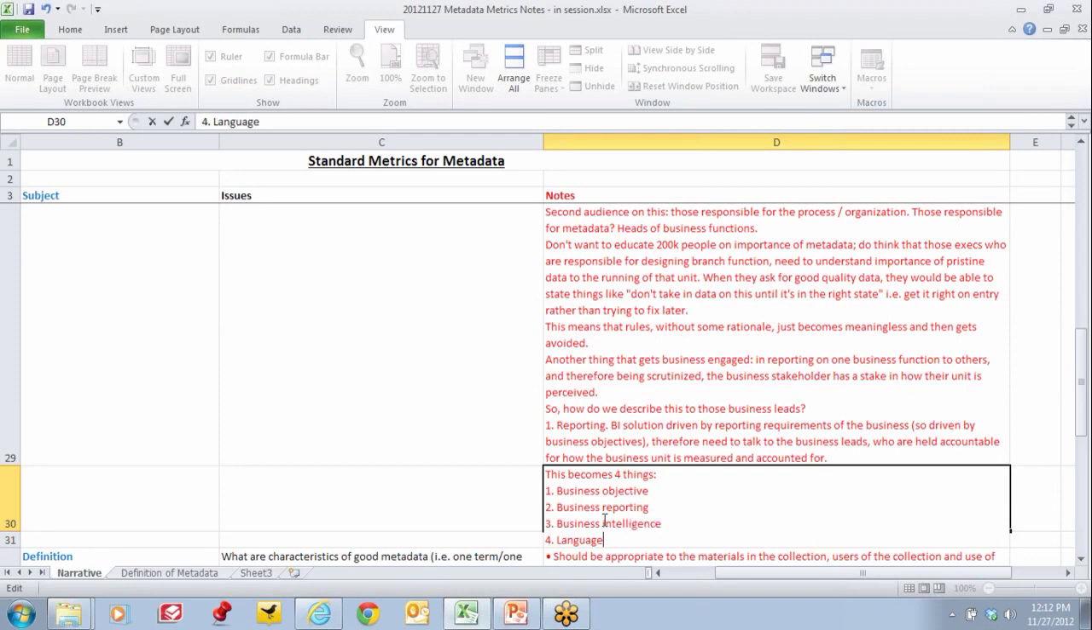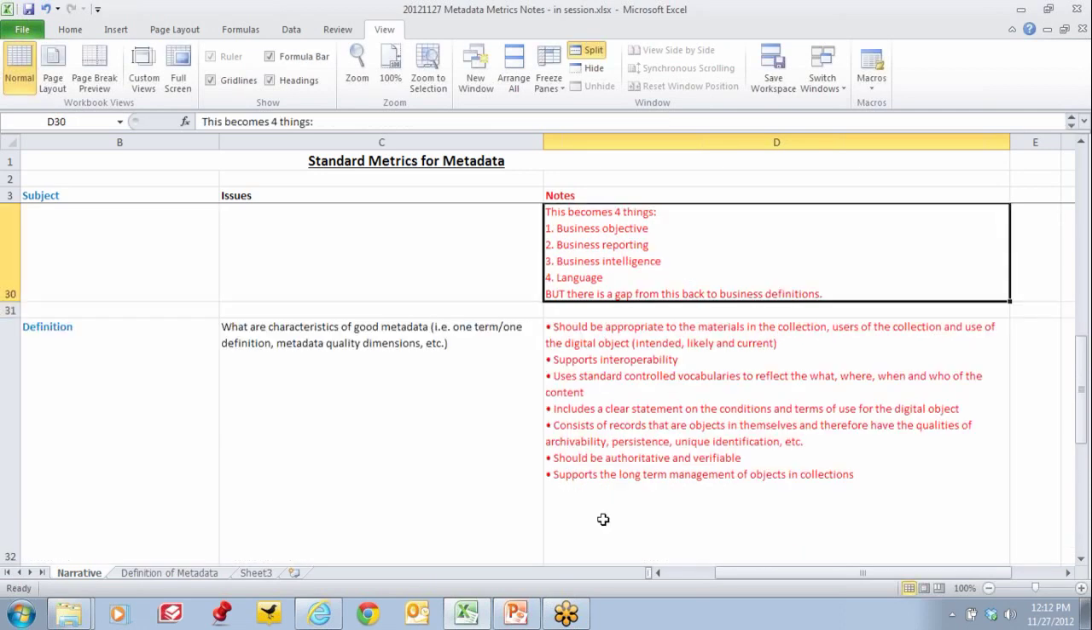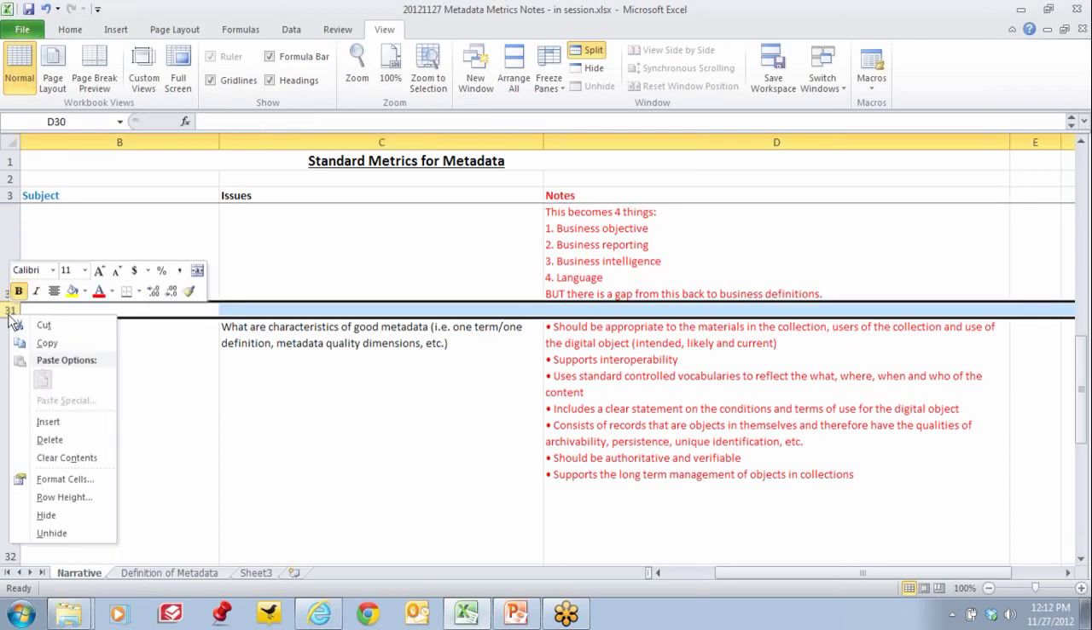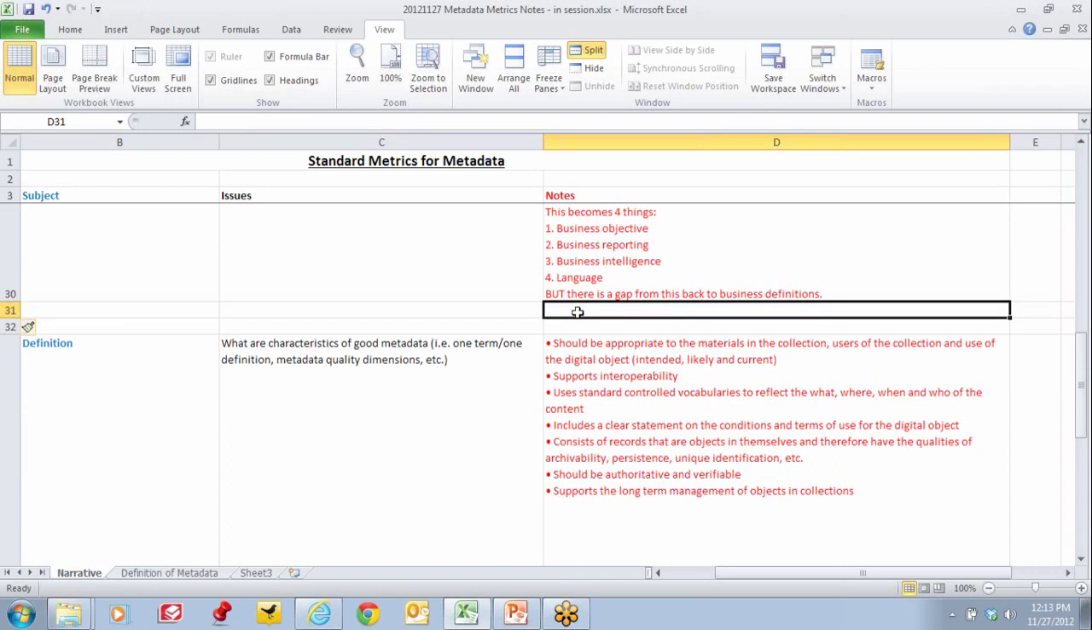driven by the reporting requirements of the business, and the reporting requirements of the business need to come down from the business objectives. And so you can't really have a real discussion about business objectives and reporting requirements without talking to the business leads, because ultimately they're the ones who are held accountable to how their business is being measured and analyzed and reported to see.